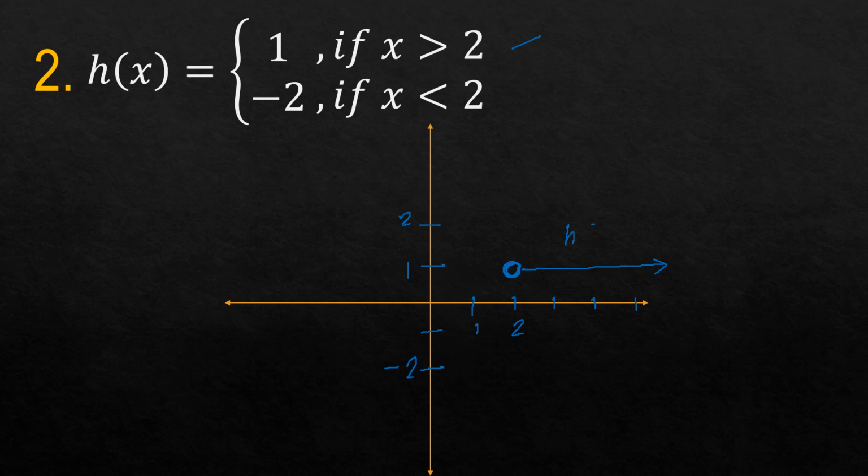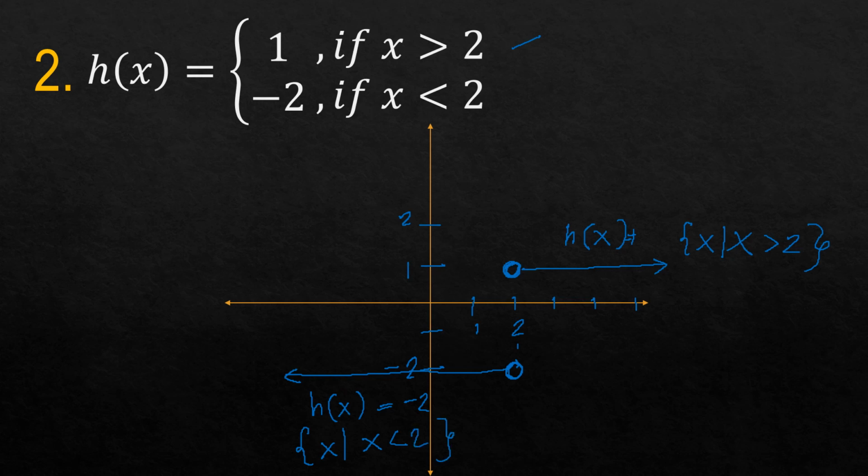So this is for h of x that is equal to 1, and that is true for all values of x greater than 2. However, h of x is equal to negative 2 when x is less than 2. So meaning to say, 2 is not part of the values, so it moves here. Okay, so this one is for h of x that is equal to negative 2 for all values of x less than 2. So that is the illustration of the graph of h of x.